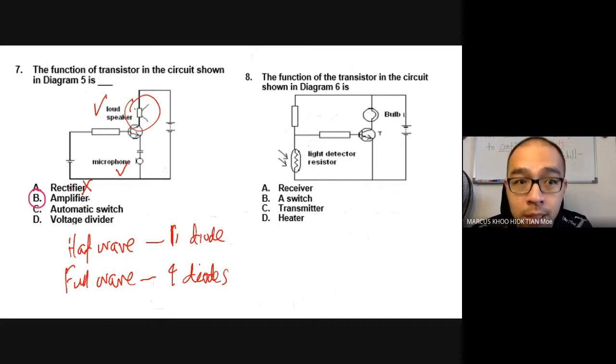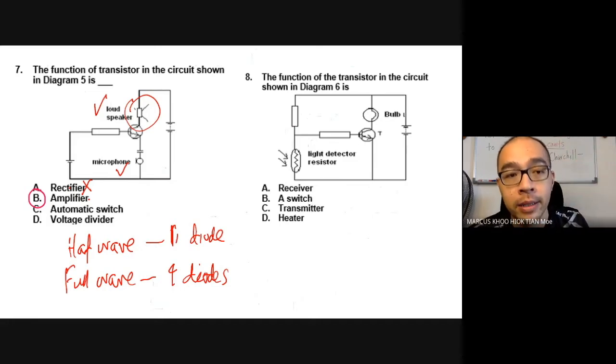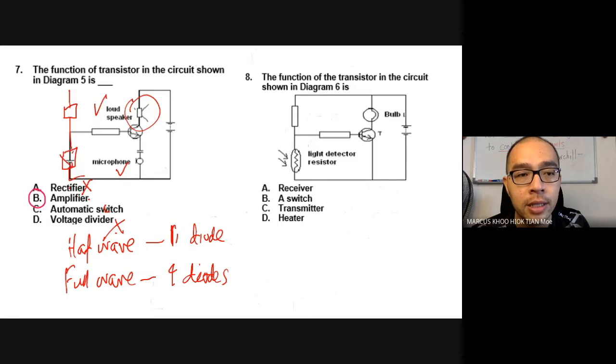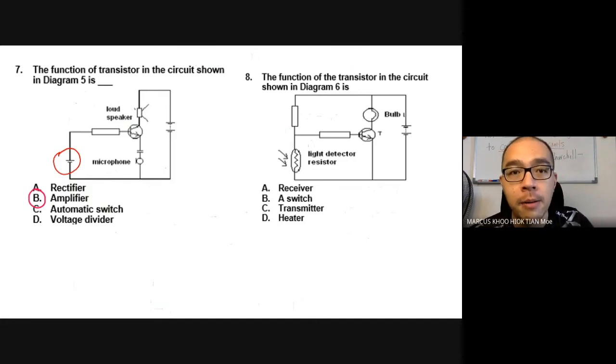Automatic switch mungkin berlaku, tetapi disebabkan there is a loudspeaker and a microphone kan, doesn't really work as an automatic switch. Automatic switch kita mau on off. So if I put a bulb over here, then it will probably be an automatic switch. Voltage divider paling out lah, because if you want a voltage divider, there has to be a resistor over here and then another resistor over here. Don't even need this battery source. Okay, so definitely tak boleh. Alright, good. After Damir is Daniel, number 8.